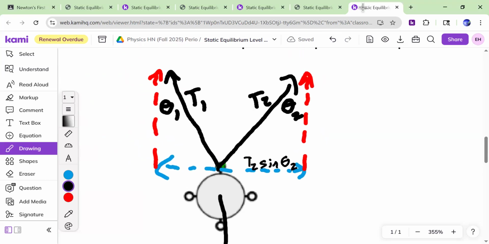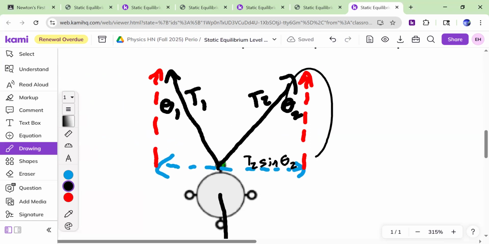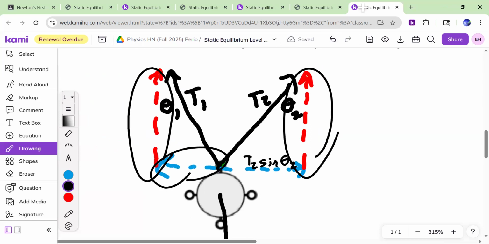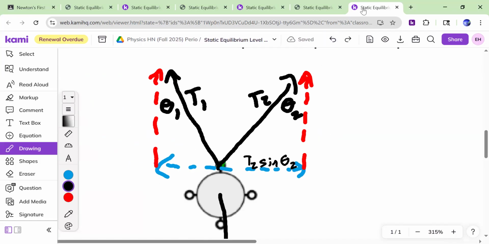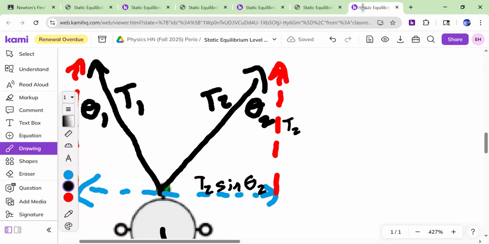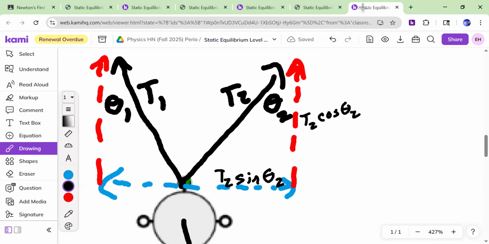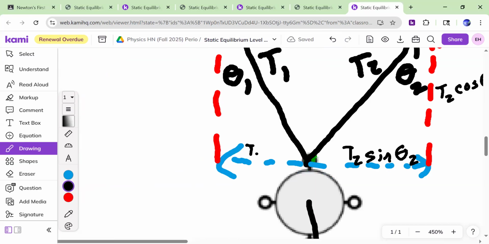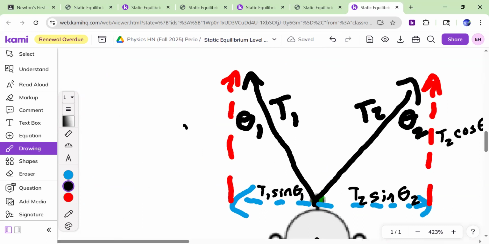At this moment, pause the video and try to figure out what this component, and this component will be so that you can finish this problem. Okay. What we have for this red component, since it's the adjacent side, would be T2 times the cosine of theta 2. This blue component, since it's the opposite side, will be T1 sine of theta 1. And this red component will be T1 cosine theta 1.